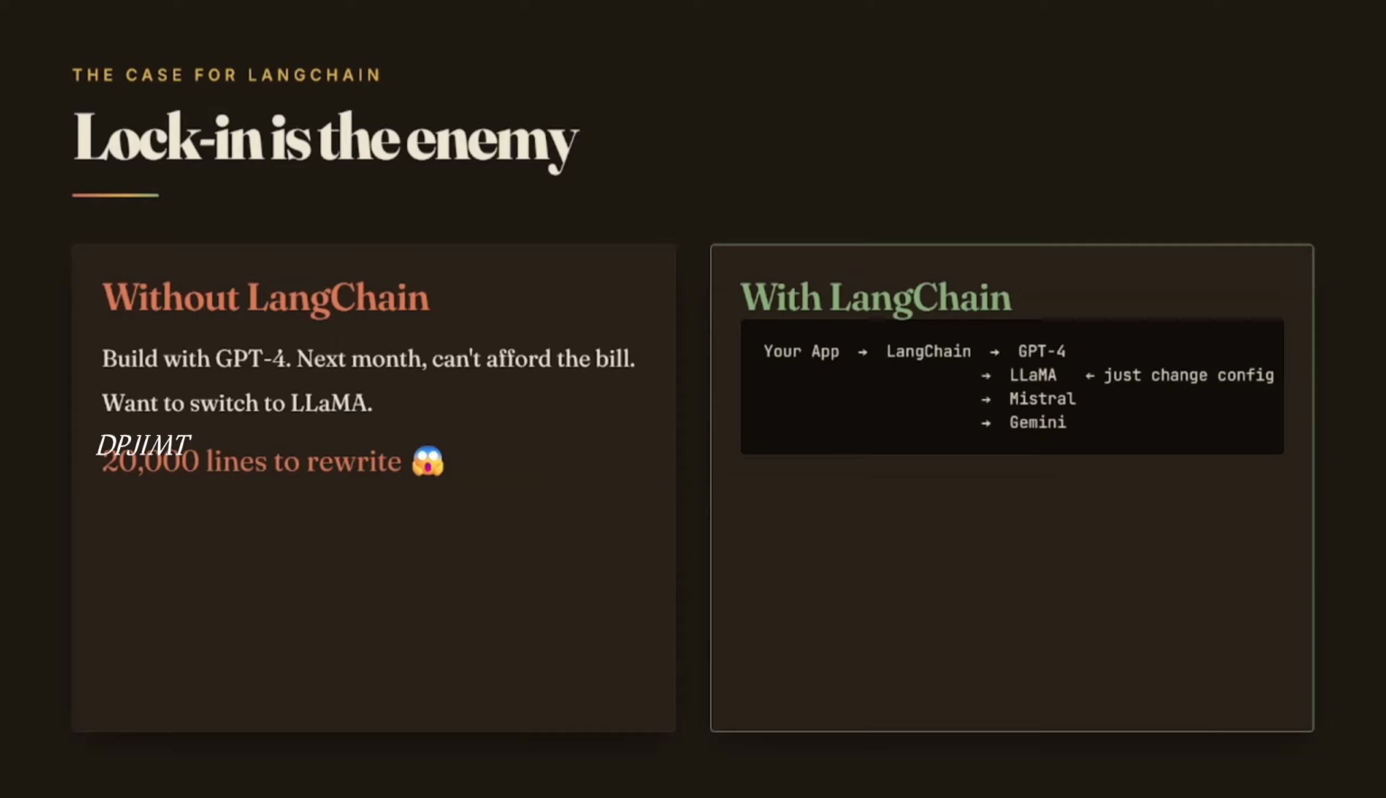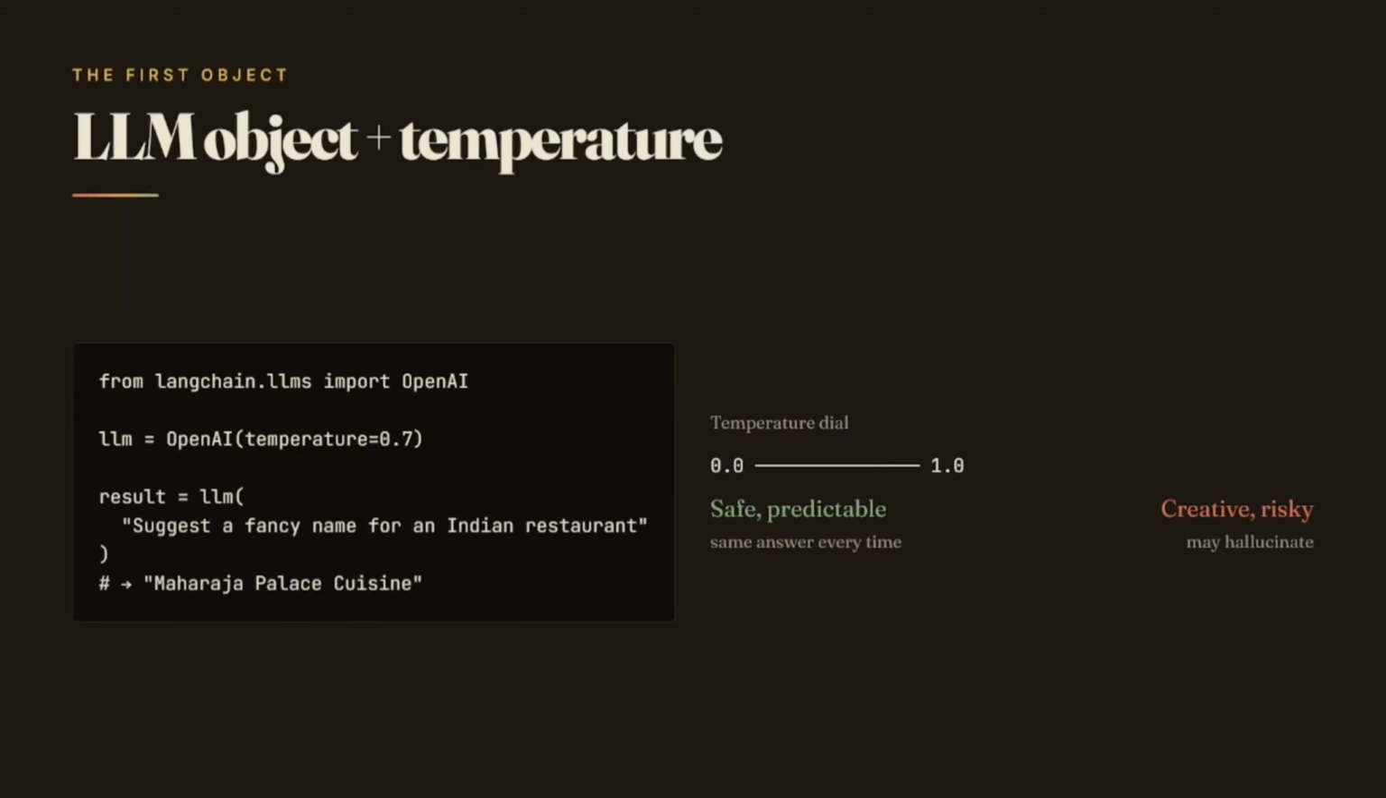LangChain solves this. It's a Python framework that wraps all these integrations, different LLMs, data sources, tools, behind consistent APIs. Your code stays the same whether you're using GPT-4, Llama, or Mistral. You just swap the model configuration. So here are the core concepts. The first step is to create an LLM object when you're using the LangChain framework.